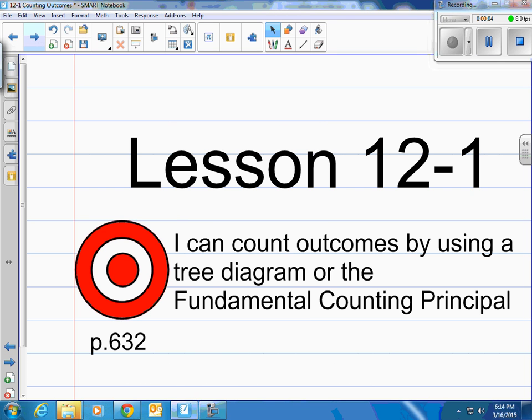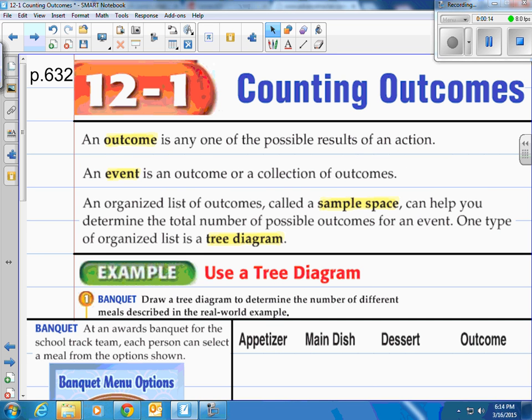It's lesson 12-1 in our books on page 632. Target is I can count outcomes by using a tree diagram or the fundamental counting principle. Those are the two concepts there. Let's talk about outcomes. An outcome is any one of the possible results of an action. For instance, when I flip a coin, there's two possible outcomes, a heads or a tails. Or when I roll a regular die with 6 sides, there's 6 possible outcomes. An event is an outcome or a collection of outcomes.